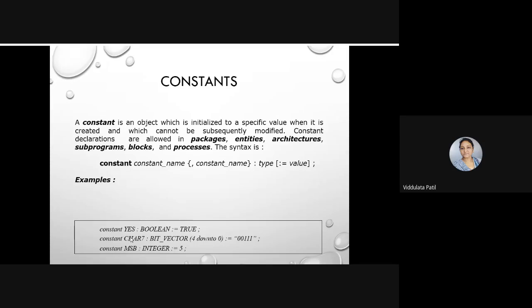Here we have some examples, that is constant s, which is of boolean type, and the value for that is true. So this is the constant. Everywhere it will remain the same.